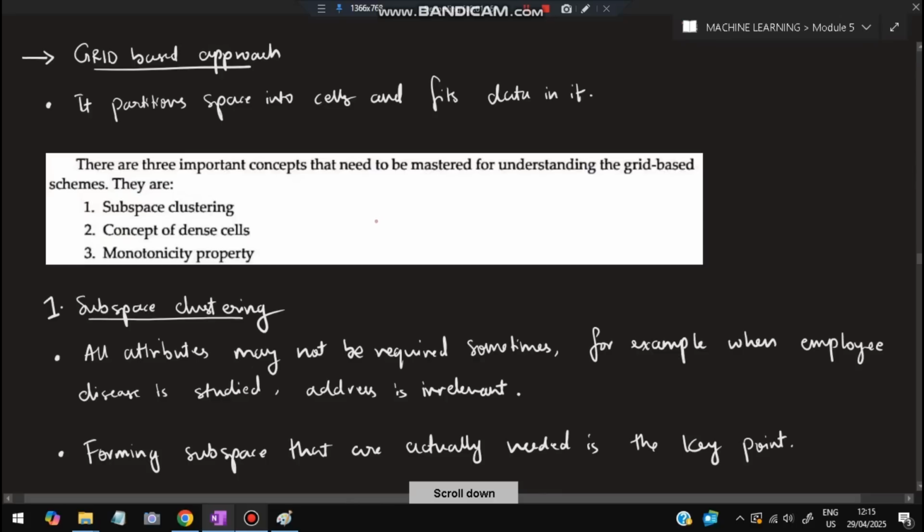Next we have the grid based approach. In the grid based approach, it partitions space into cells and fits the data in them. Where there are empty spaces, we'll be forming some cells, and whatever points are inside these cells, we'll fit each of them into these grids. That is the grid based approach. To understand it, you need to understand three things: subspace clustering, the concept of dense cells, and the monotonicity property.